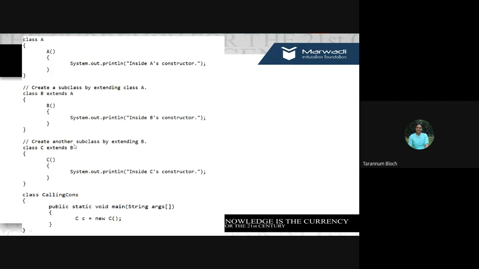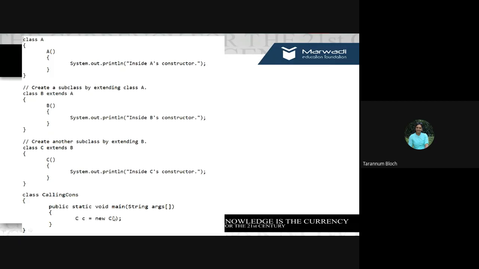Now we are creating another subclass extending the B class. So class C extends class B, and I'm calling system.out.println inside C's constructor. Now this is my driver class, calling constructors. What I have over here is public static void main. Inside that, I'm saying C c is equal to new C.